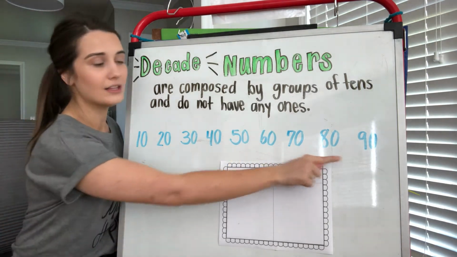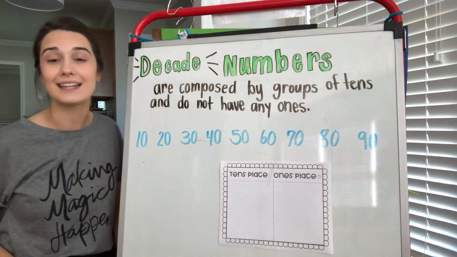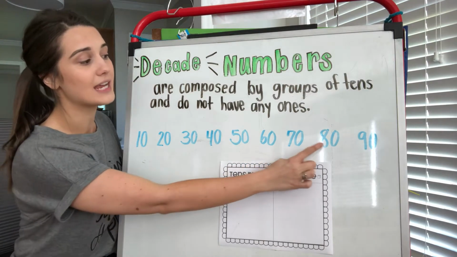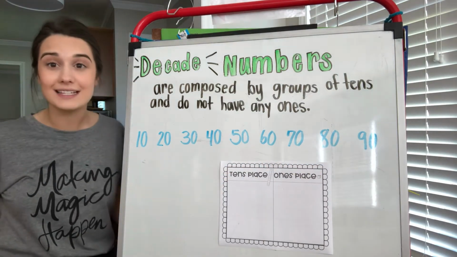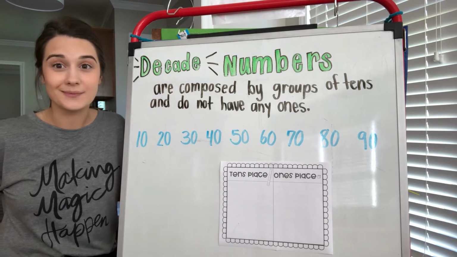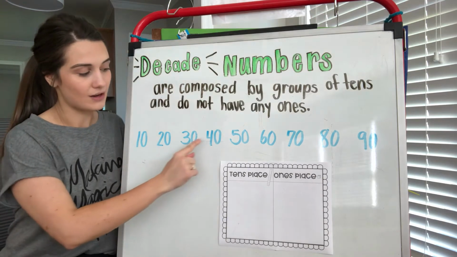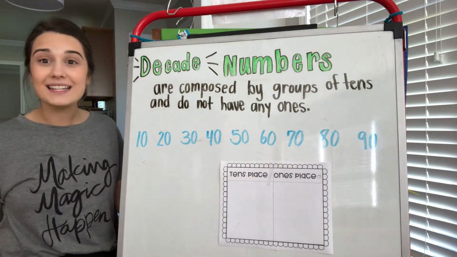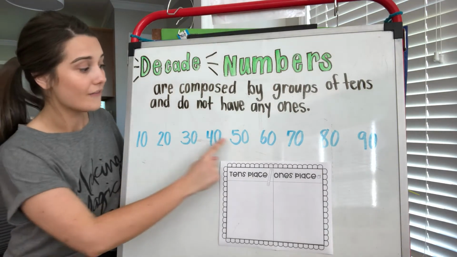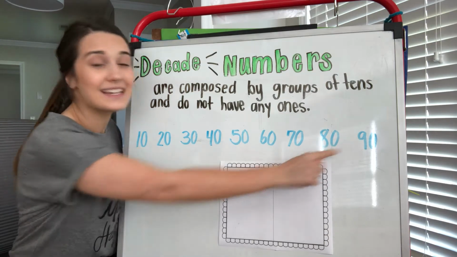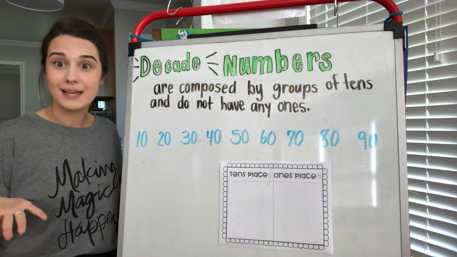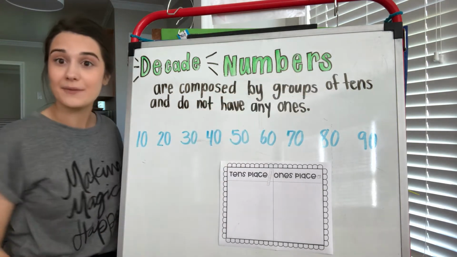So if we're looking at all of our decade numbers together, let's go ahead and count them. 10, 20, 30, 40, 50, 60, 70, 80, and 90. And if we look at these decade numbers and we look at the tens place first, what is something that you notice? I'm seeing that they have different digits in the tens place. So 10 has a 1 in the tens place, 50 has a 5 in the tens place, and 90 has a 9 in the tens place. So they have different digits in the tens place because they are composed by groups of 10.